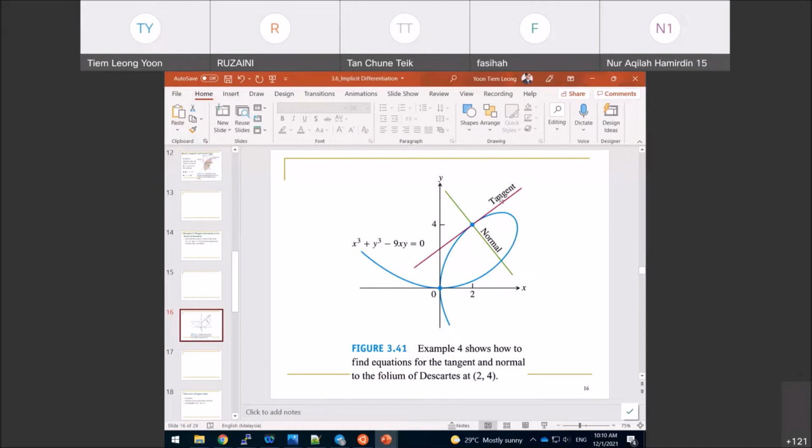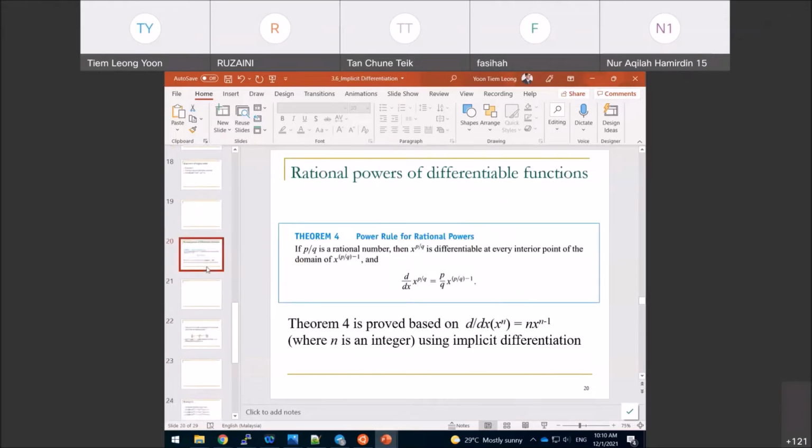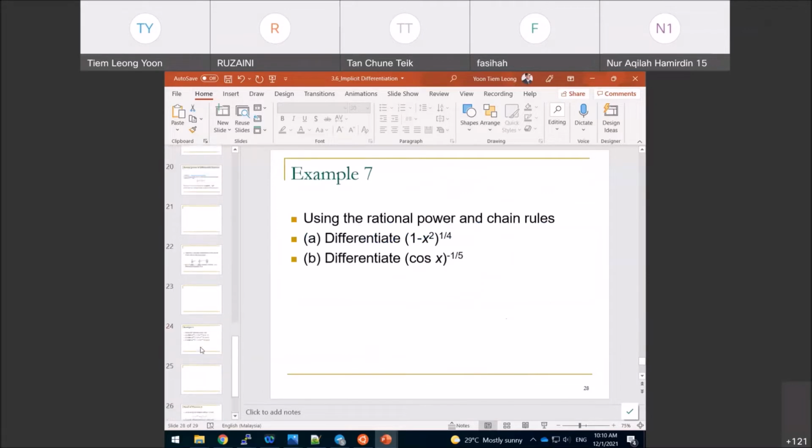Now, once you know the equations for the tangent at this point, then it is kind of straightforward to calculate the normal at that point. This would be demonstrated in the next few minutes or so. This is another example where you are asked to calculate the higher order derivative of a given curve. Then there will be these power rules, which are the generalizations of the previous theorem we talked about. So this is the topic that we are going to see one by one.